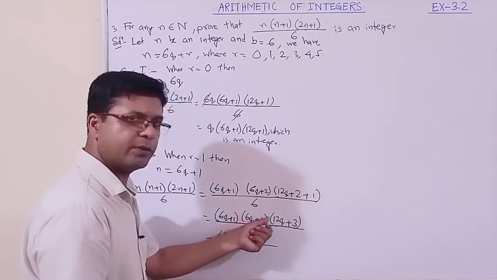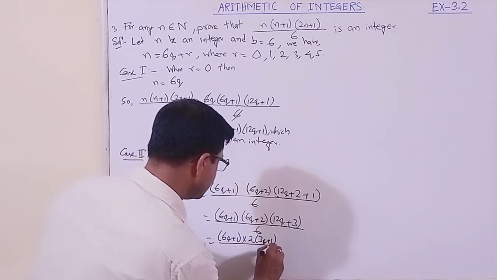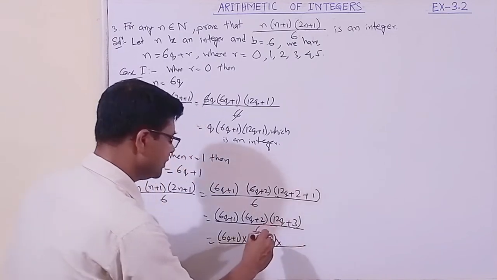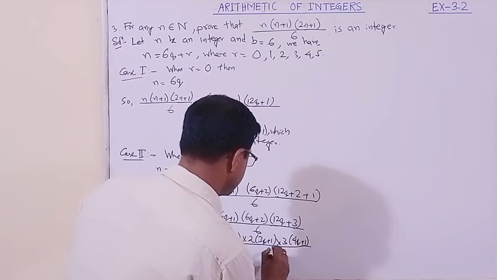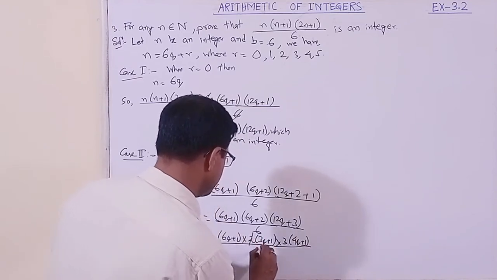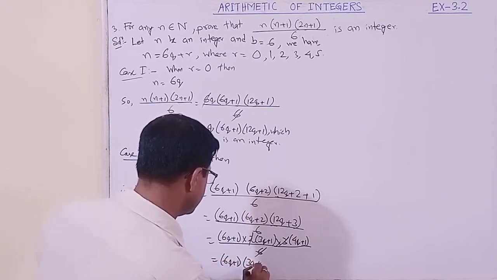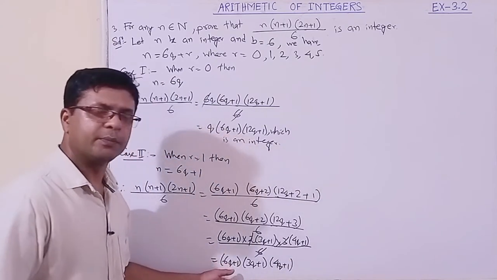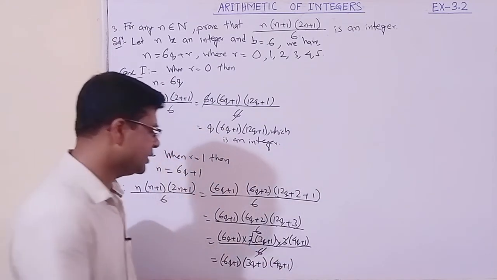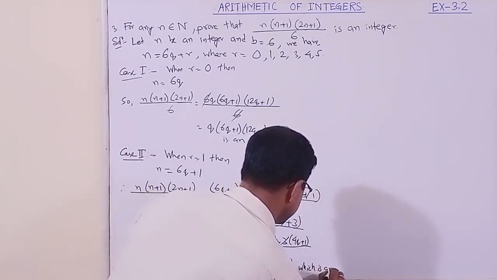Now you see this is 6q plus 2. From here can we take anything common? We can take 2 as common. So what will be left? 3q plus 1. From 12q plus 3, what is common? 3 is common, so 4q plus 1. Okay, 2 times 3 is 6, so 6 cancels. So it is (6q plus 1)(3q plus 1)(4q plus 1). Here again this is a product of 3 integers, which is an integer.